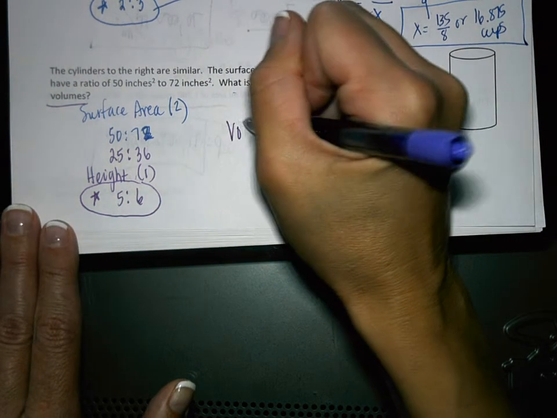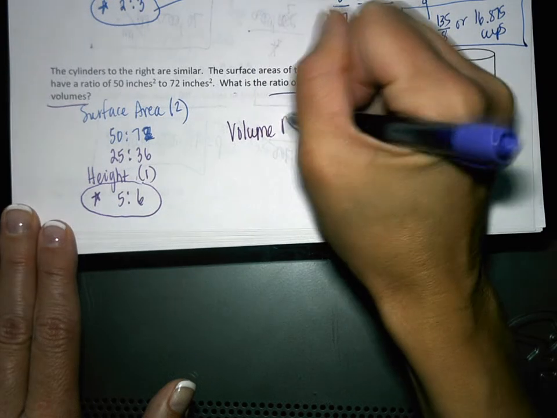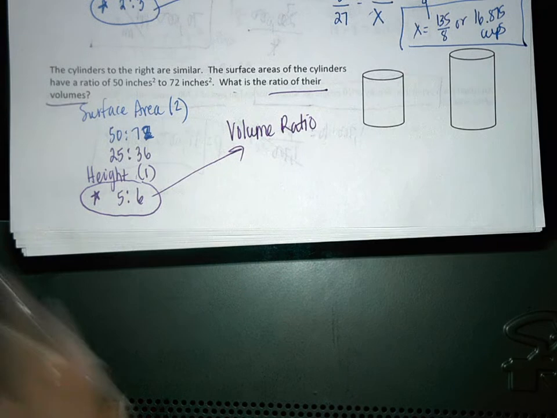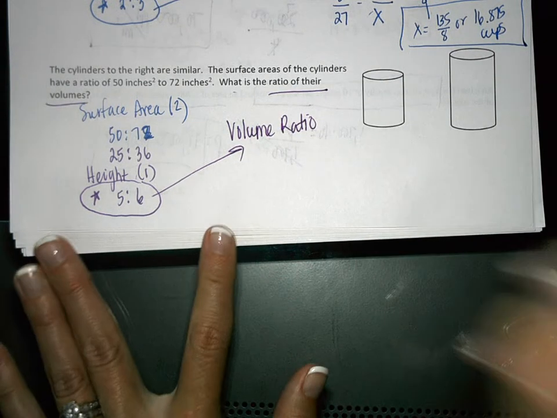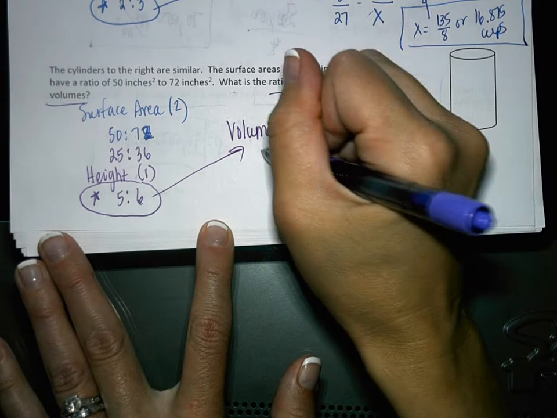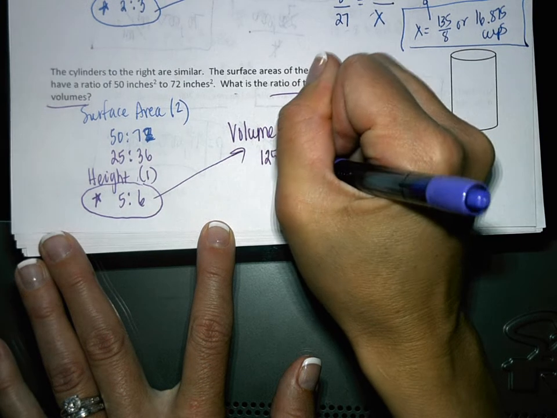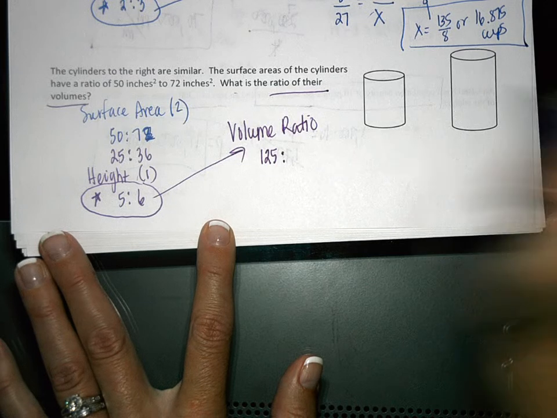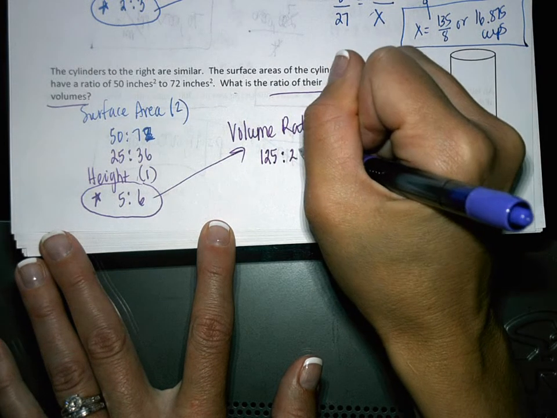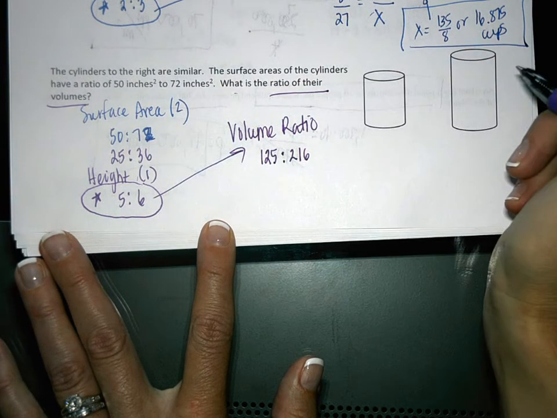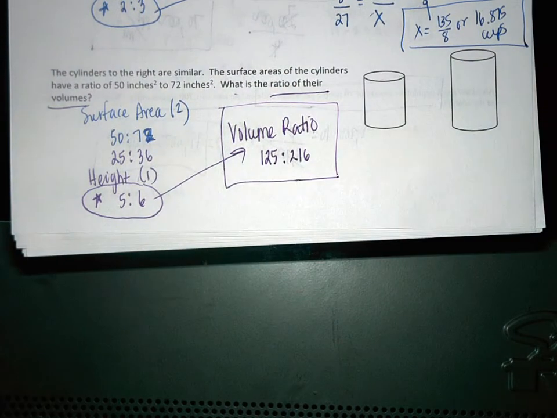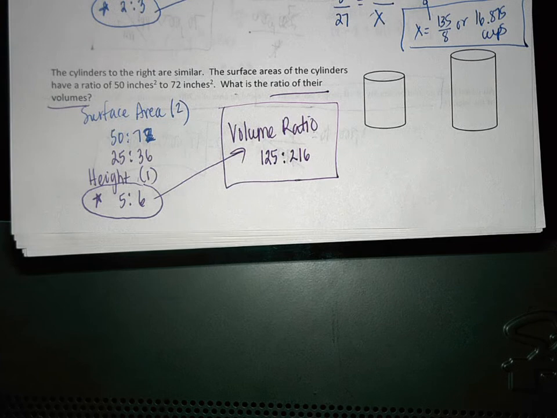So the volume ratio, we would do what to those numbers? Cube them. So 5 cubed is 125, and 6 cubed is 216, and that's our answer. Any questions?